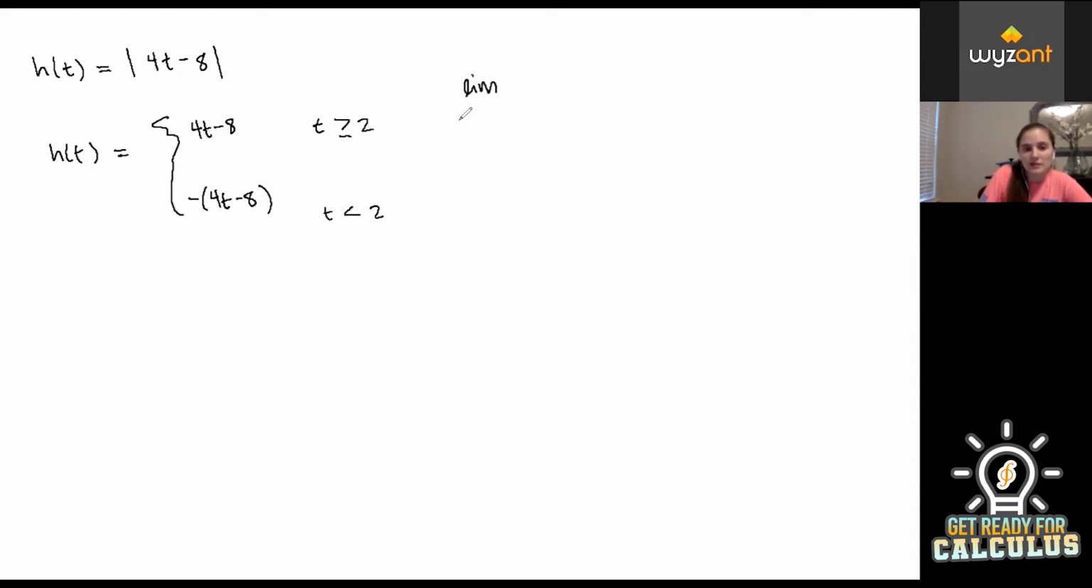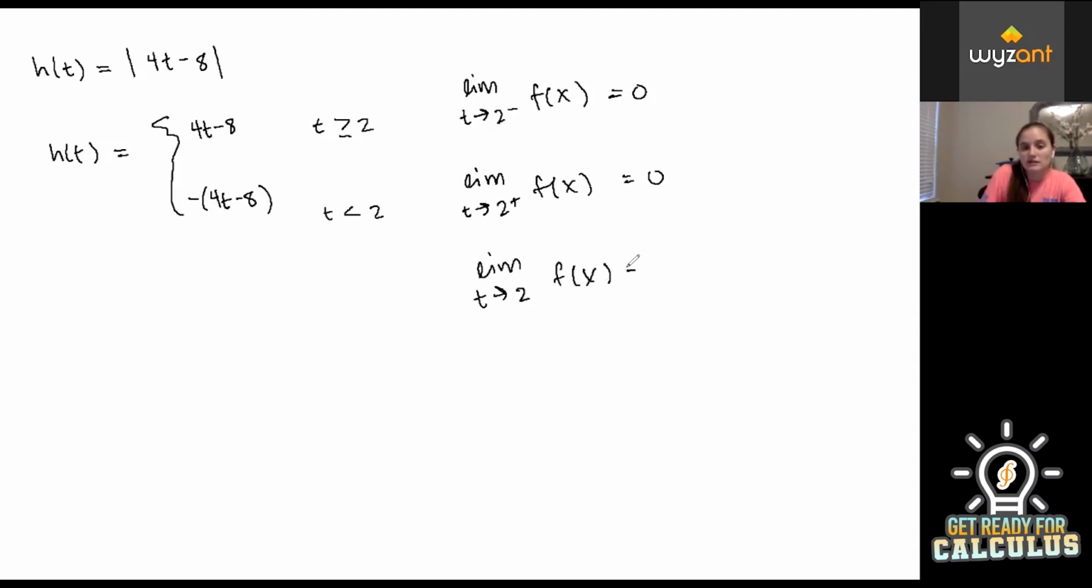So if you take the limit as t goes to 2 from the left of this one, you're looking at this function. If I plug in 2 there, then I'm going to get 0. Same thing if I did as t goes to 2 from the right. I'm using this side, and I'm going to get 0. So then that means the limit as t goes to 2 of the function is 0.